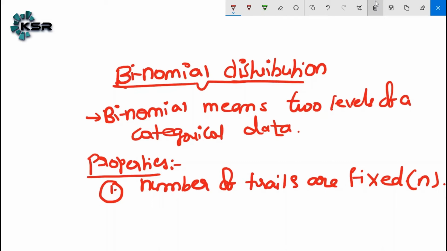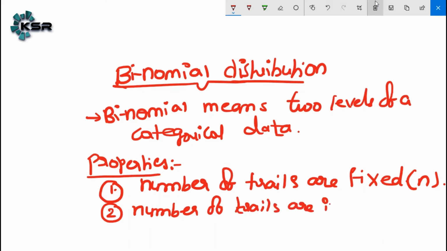Second point: number of trials are independent. For example, I toss a coin. Suppose I toss a coin, what possible outcomes are we going to get? We get two possible outcomes. What are those? Head and tail.